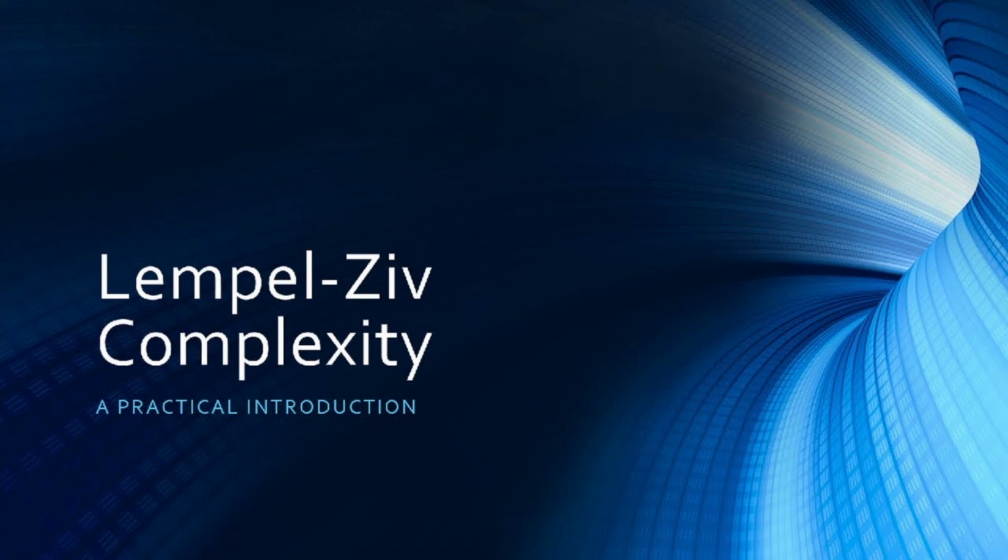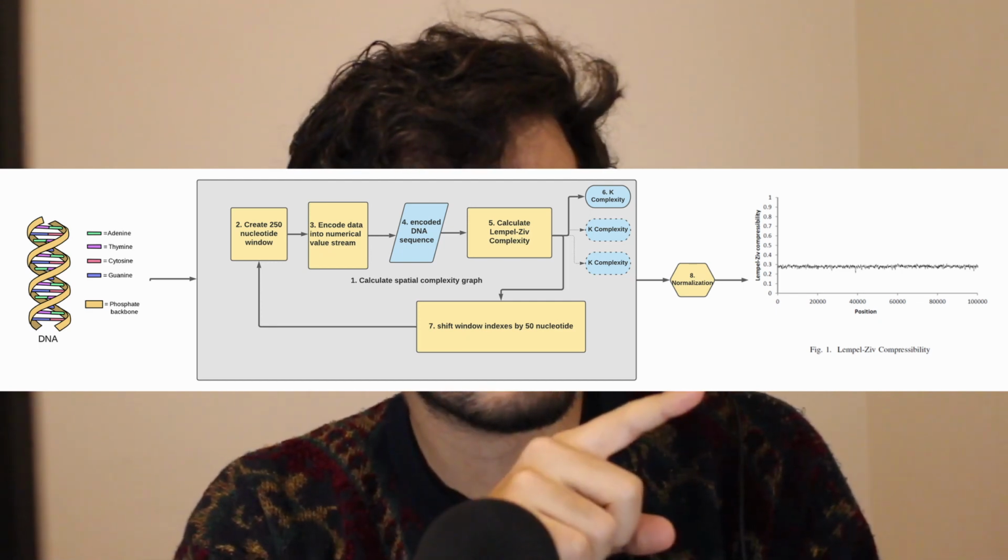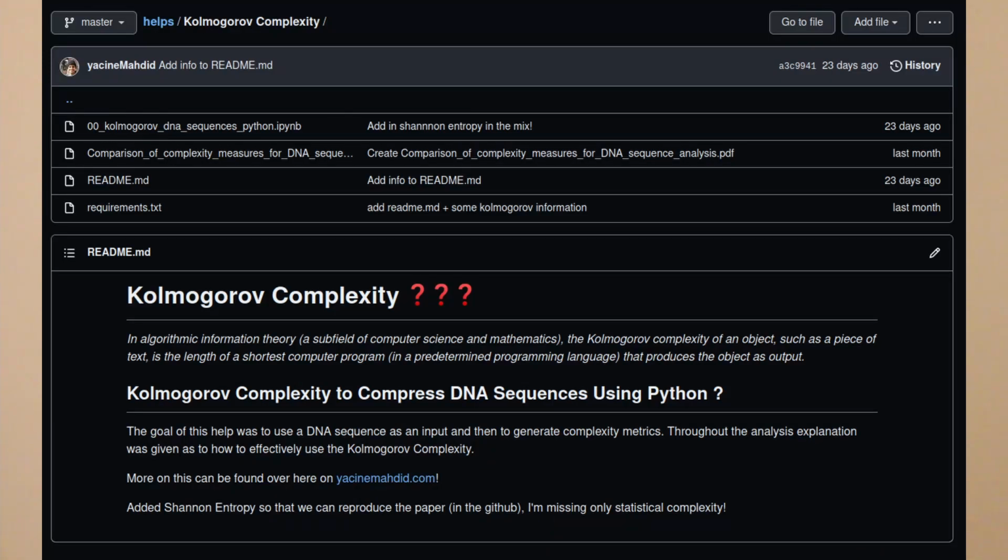Step 4, we're going to go through an explanation of what Lempel-Ziv complexity is and what its relationship is with Kolmogorov complexity. In step 5, we're going to go through an overview of the data pipeline from the raw DNA sequence to the complexity metric output. And finally, for step 6, we're going to go through the full walkthrough of the code with Python. So let's jump right into the DNA.